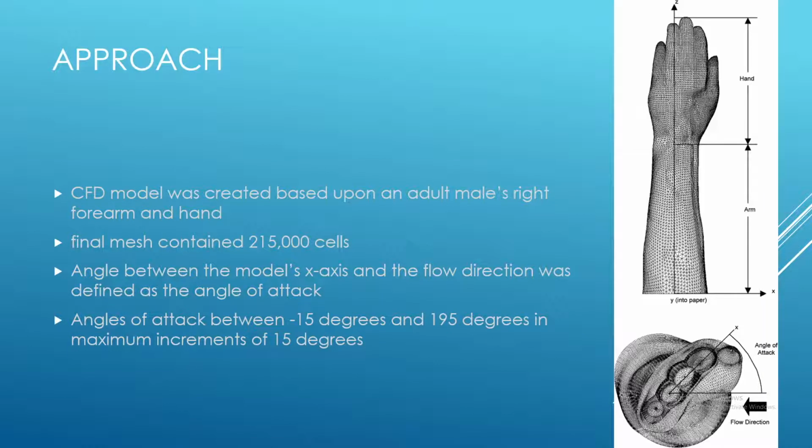So the approach. A CFD model was created based upon an adult male's right forearm and hand, with the palm facing downward and the thumb flush with the other fingers. Adaptive meshing was used to achieve the optimum mesh refinement, and the final mesh contained 215,000 cells. The angle between the model's x-axis and the flow direction was defined as the angle of attack. Angles of attack between negative 15 degrees and 195 degrees in maximum increments of 15 degrees were evaluated, with intermediate angles included in the analysis when they were needed.